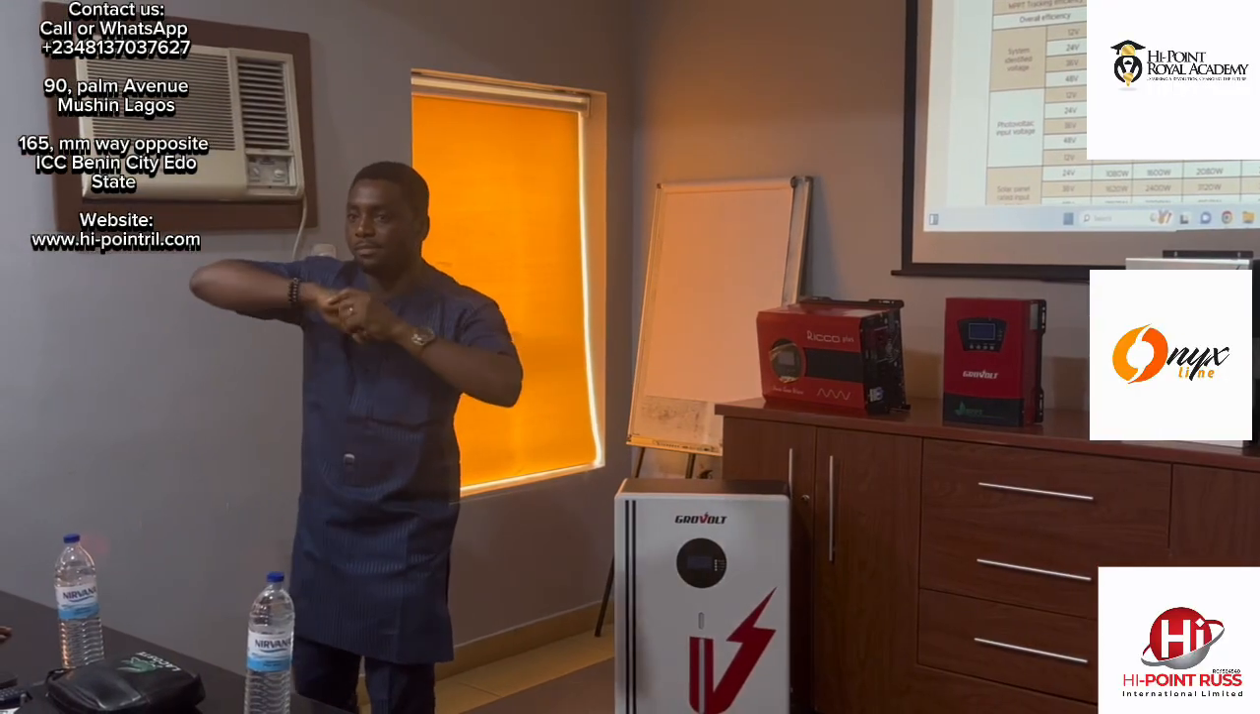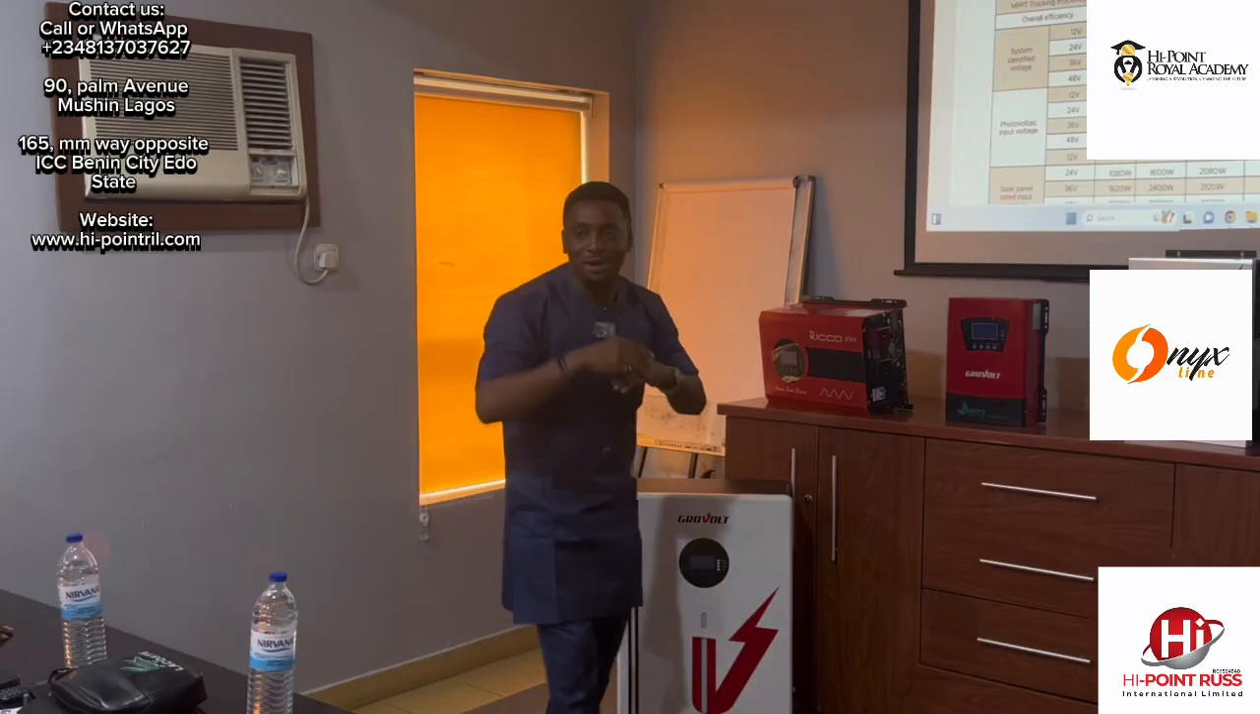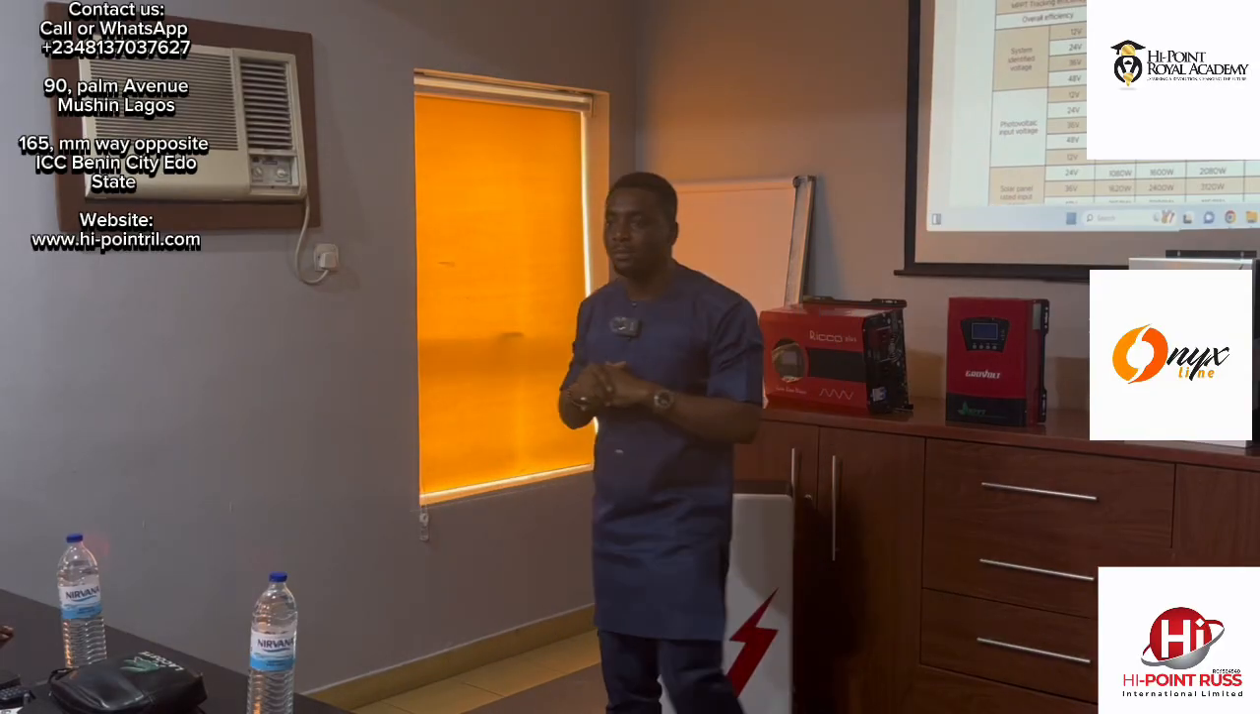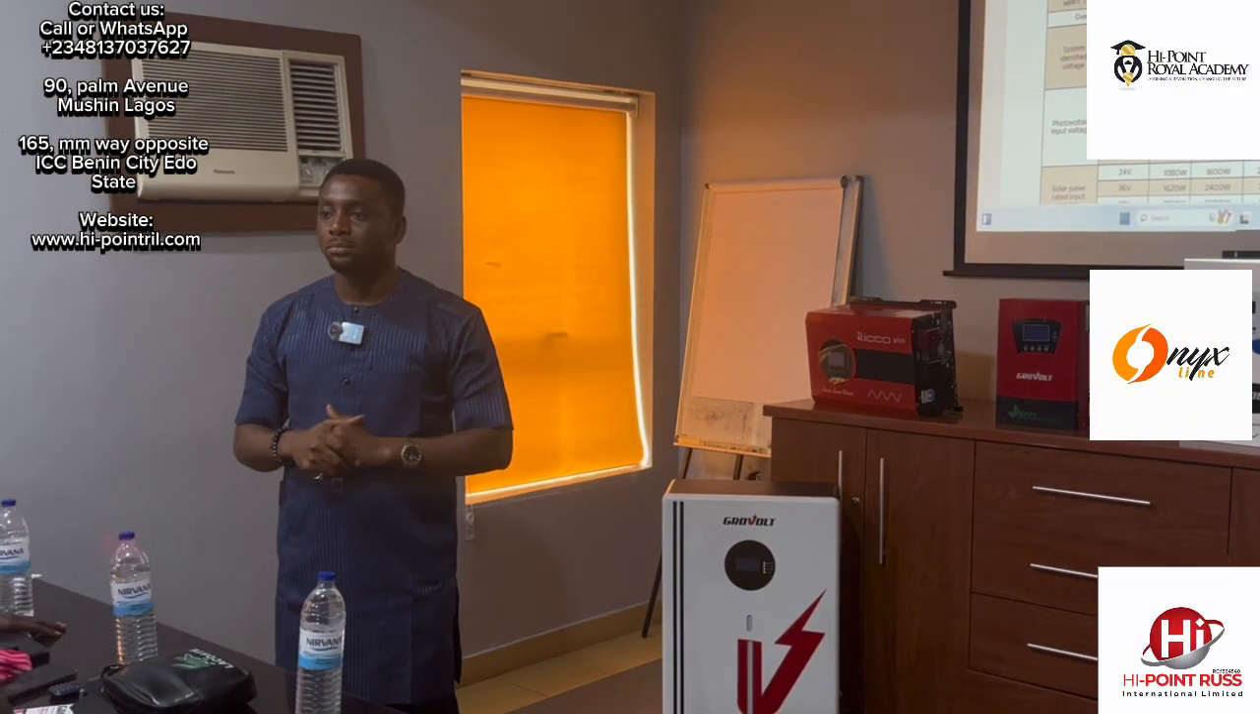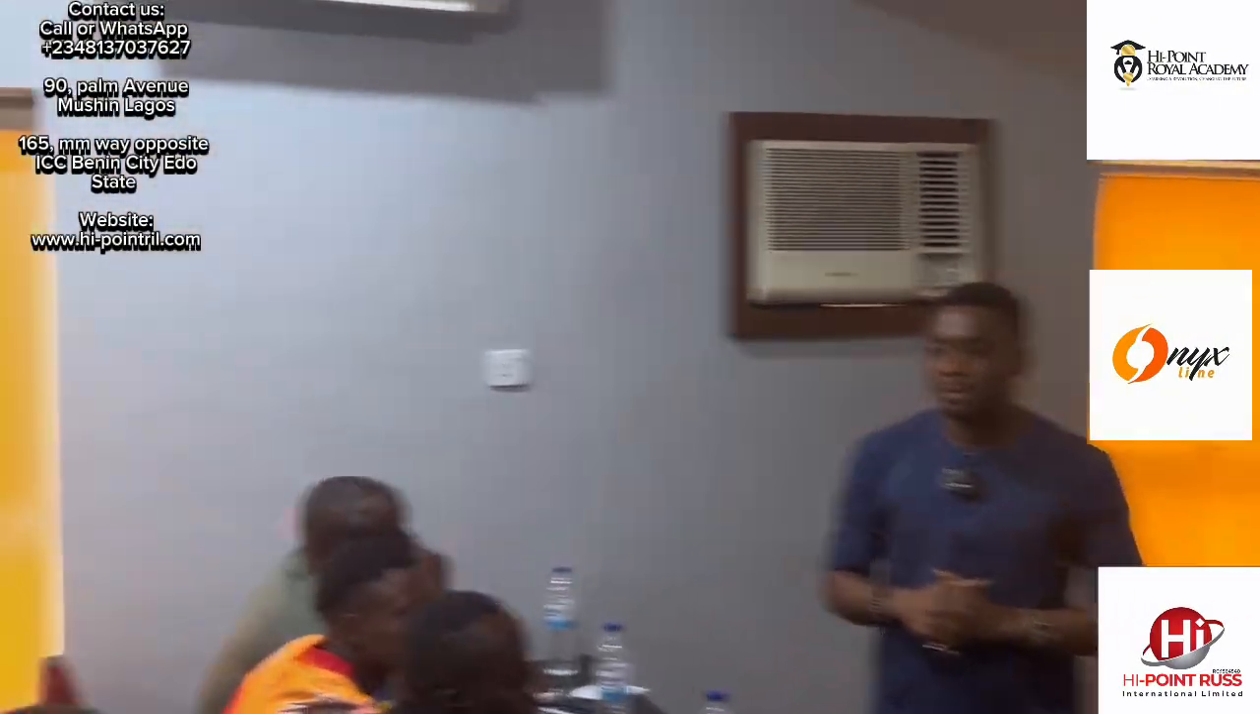Okay, we'll come to you. I stand to be corrected. PV means photovoltaic, the panel voltage, coming from the ultraviolet rays. The maximum expected to enter the MPPT, since it's rated 150, should not exceed 150 volts. That is what it stands for.